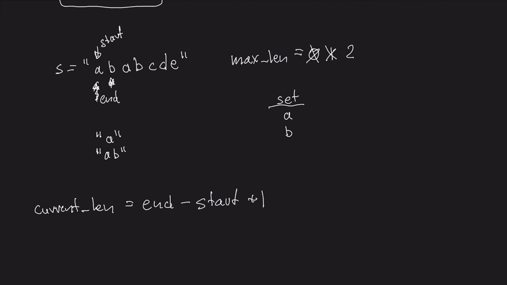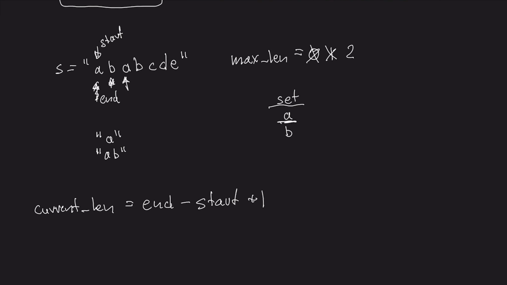Then we move the end pointer to the next character, which is A. We first check whether A is in the set. It is in the set. That means we found a repeating character, so we don't really have to generate any more substrings for that starting position A. We would immediately exit from the inner for loop and go back to the outer for loop, which would move the start pointer to the letter B, and the whole cycle would repeat.